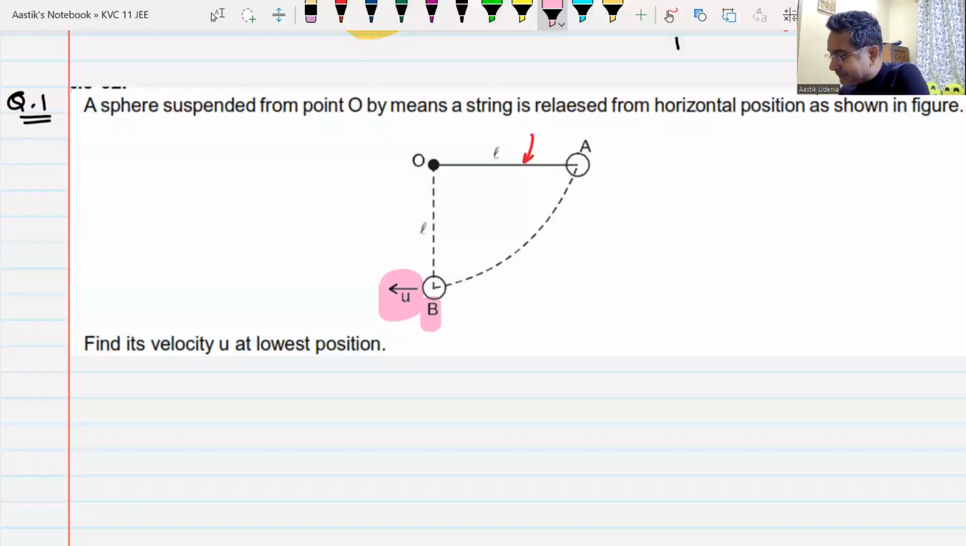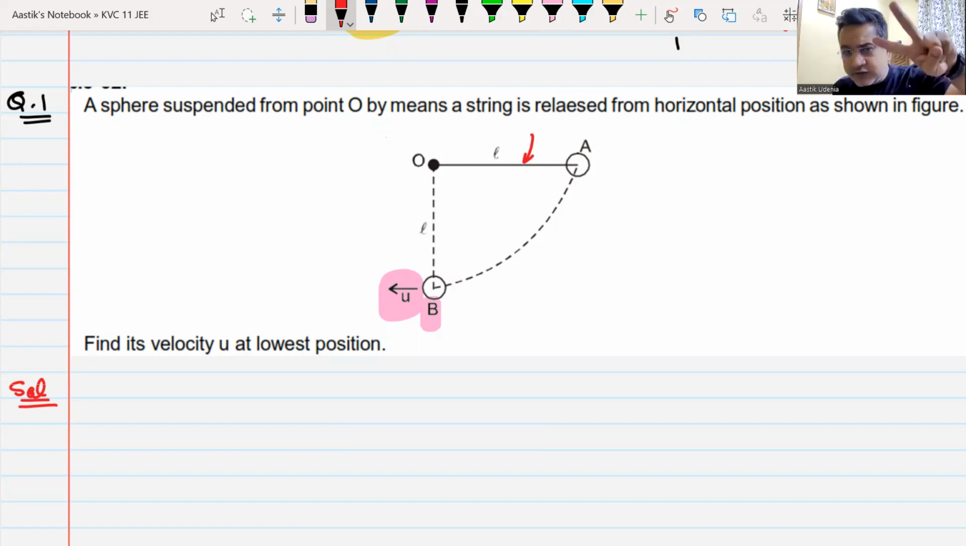Okay, then let me help you in solving this. What are the forces working here? Can anyone tell me what are the forces working here? Does anyone know what are the forces working here, beta? There are two forces working here. Can you tell me what are the forces working here? Tension and gravity. These are the two forces working here.